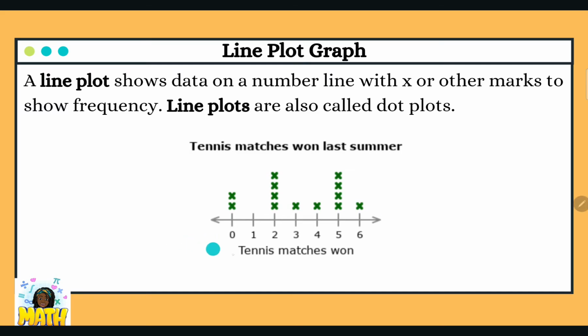So here's an example. This one is taking tallies of the number of tennis matches won. Based on our interpretation, this says that 2 people won 0 matches. For 2 matches, we have 4. We have 1 on 3, 1 on 4, 4 on 5, and 1 on 6.